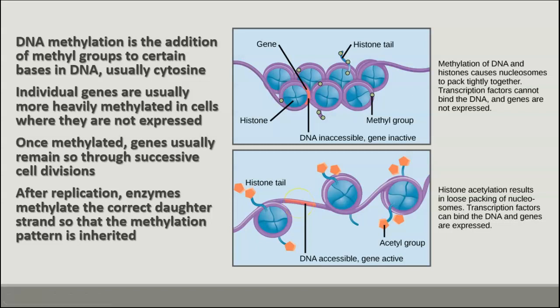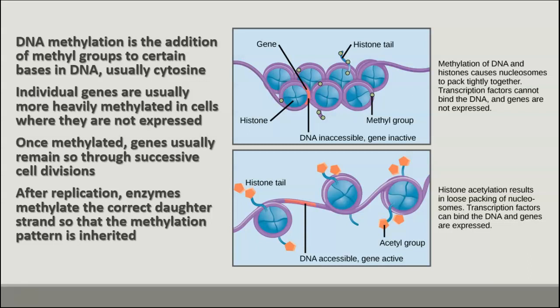Adding the methyl groups, of course, adds to different bases. That's usually to cytosine, and then basically in cells where the genes are not expressed, there's a lot of heavy methylation that goes on. If you want to turn off a certain gene in a certain type of cell, it stays that way pretty much through every successive cell division once that cell is differentiated.